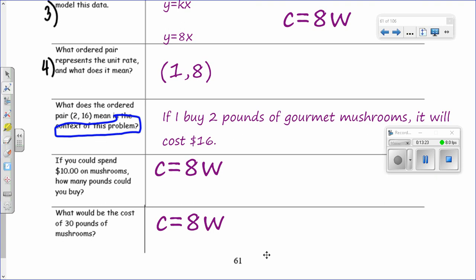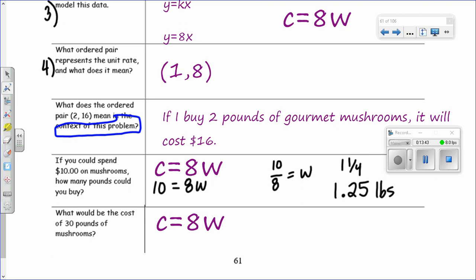Okay, if you could spend $10, that's the cost. $10 is the cost. So what would be the weight? You need to do 10 divided by 8 to give you the weight. When you did that, hopefully you got 1.25 or 1 1/4 pounds of mushrooms. Those are the same numbers.